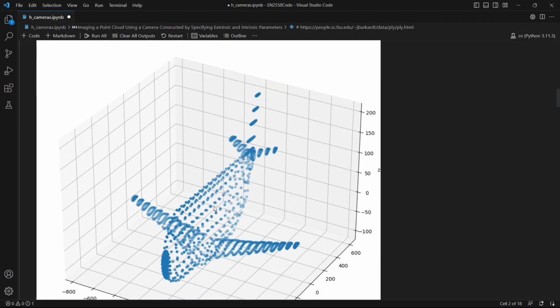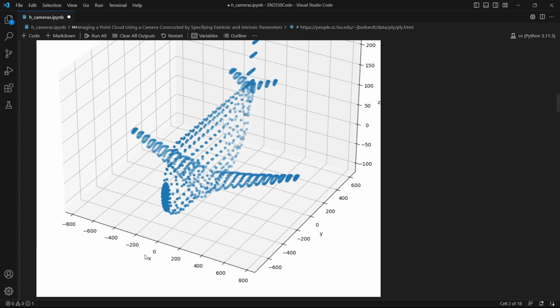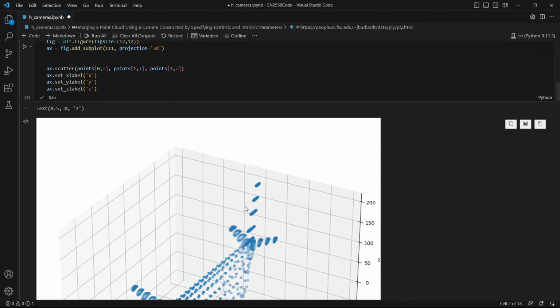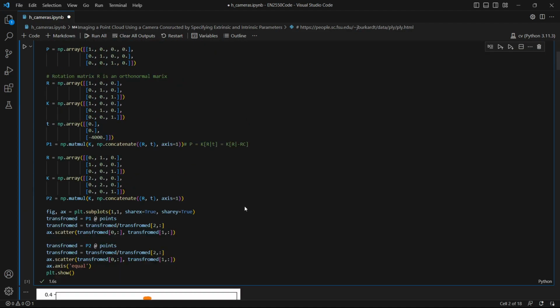You can see these points sort of define an aircraft. You can see that these are concentrated around 0, 0 and 0 of x, y and z. So I have to locate a camera somewhere and make an image. That's what I'm trying to do now.